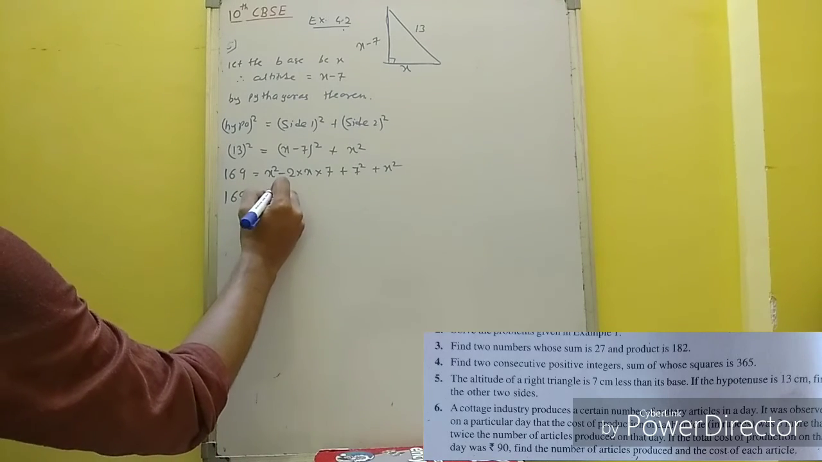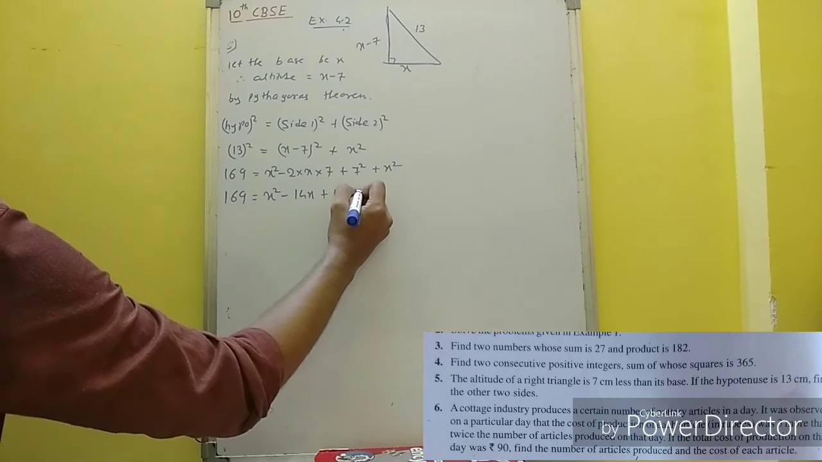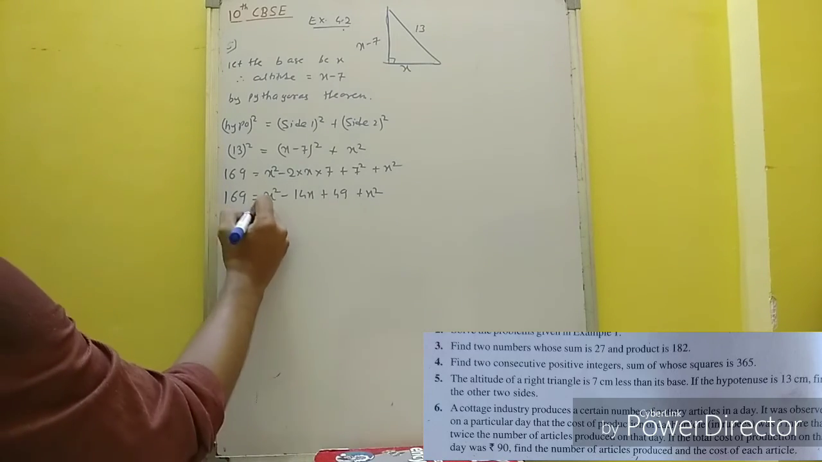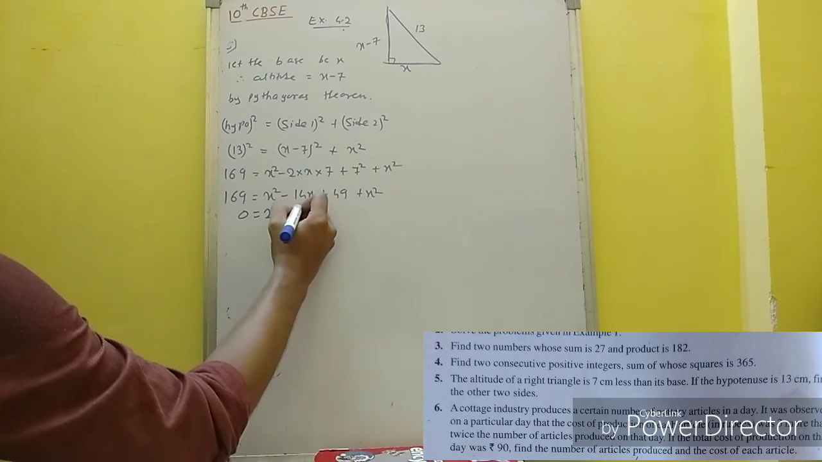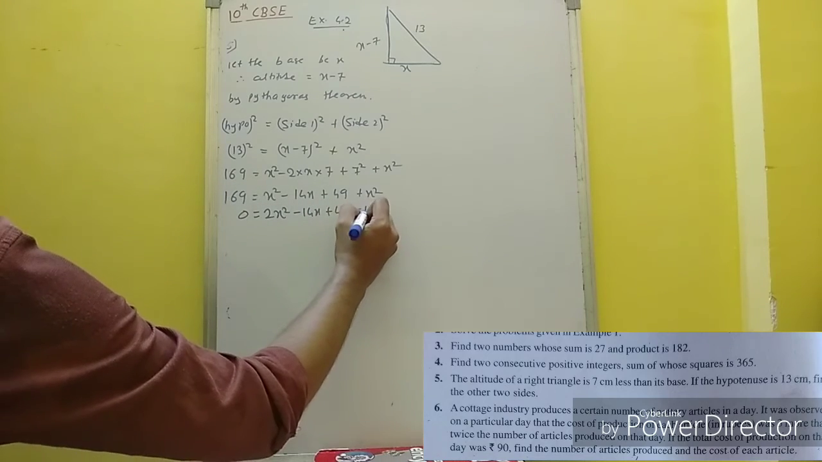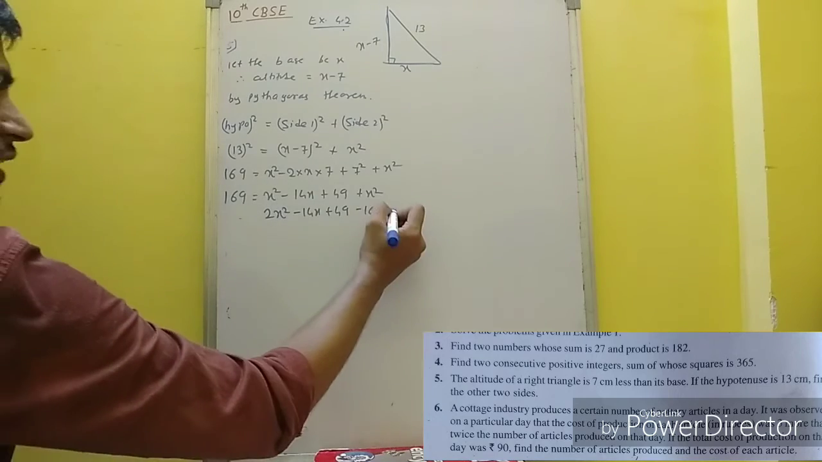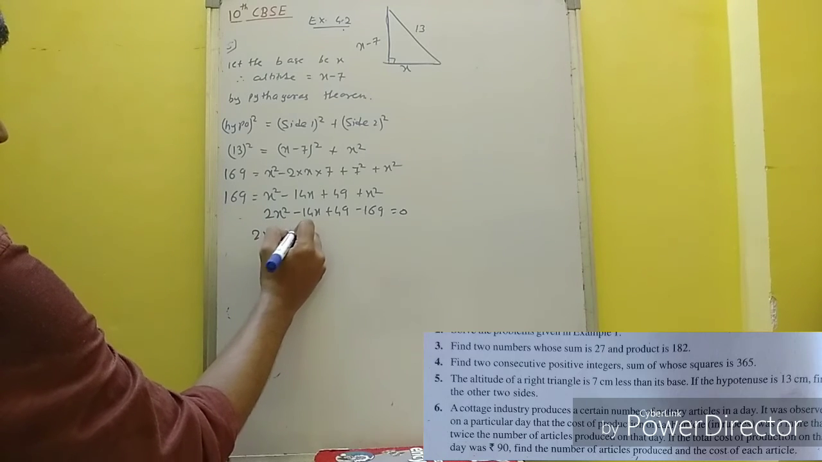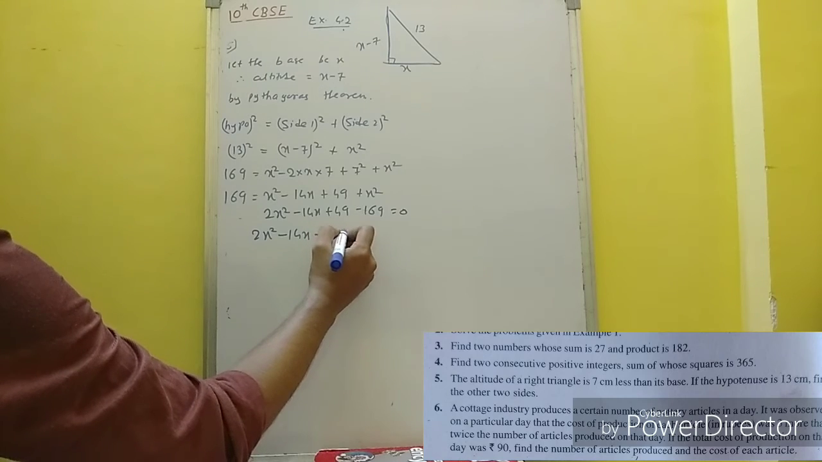169 is equal to x square minus 14x plus 49 plus x square as it is. Okay, I will do one thing, I will take 169 this side. So we will have 0 over here. x square plus x square is 2x square minus 14x plus 49, and 169 will come this side. If you write 0 equal to this or this over here, it doesn't make any difference. So 2x square minus 14x, 49 minus 169 is minus 120.